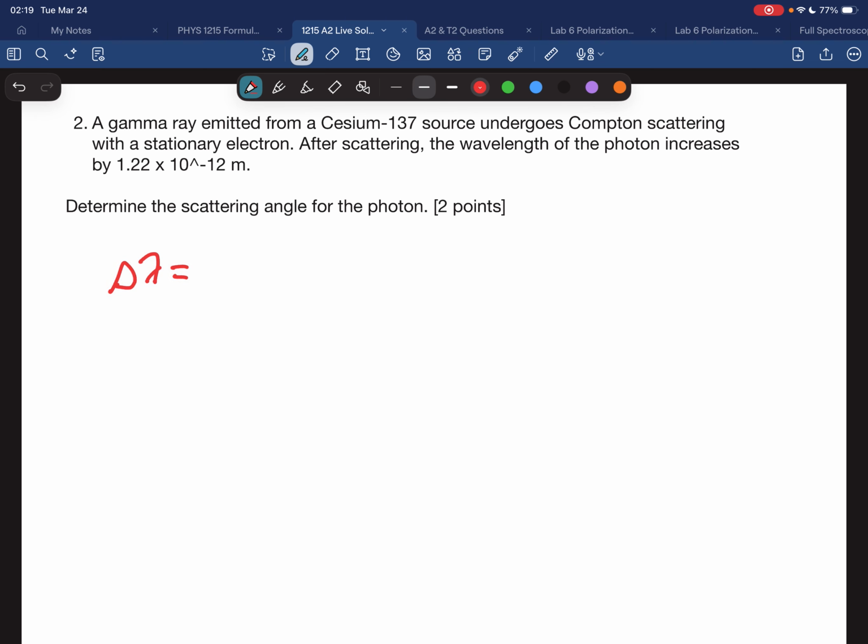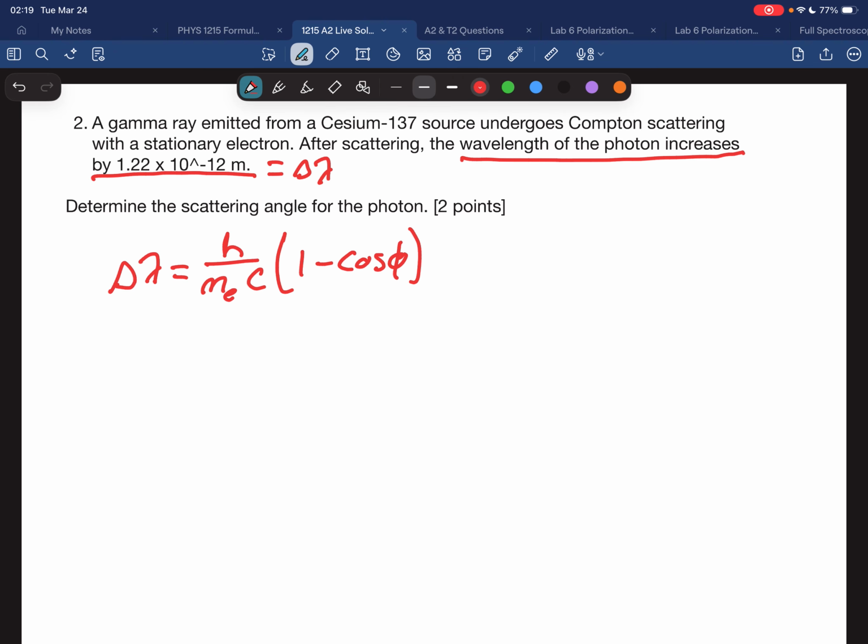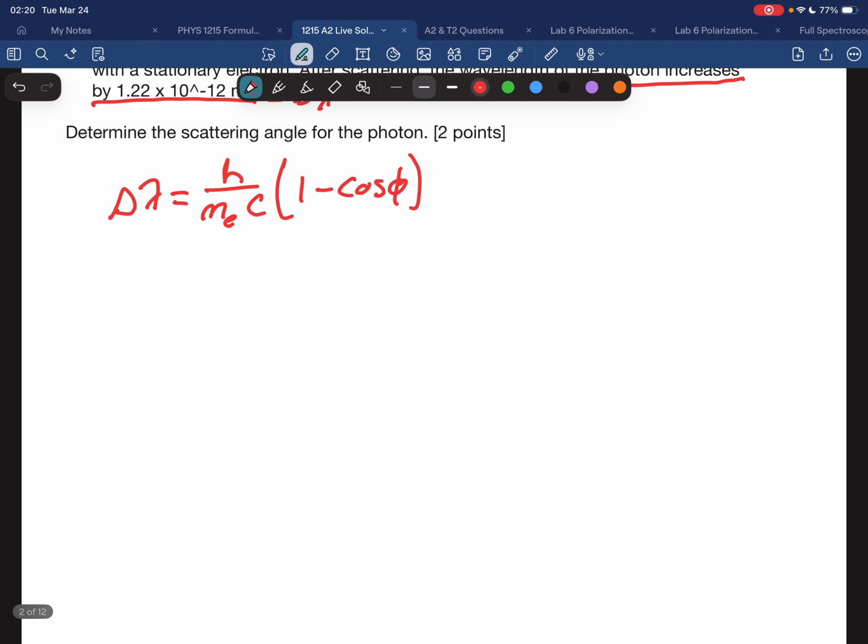which I never have memorized for some reason, despite all of the times I've written it out. There we go. Now, I've chosen to write it like this without the lambda f minus lambda i, because I'm told that the wavelength of the photon increases by this amount. So that means that is delta lambda. So I don't have the initial or the final wavelength, nor do I need it. So we're looking for the scattering angle, so we are solving this for phi.